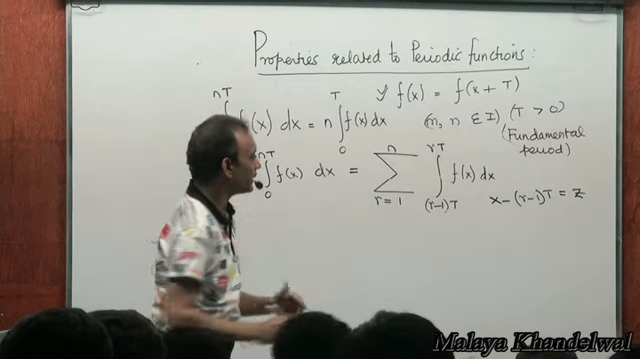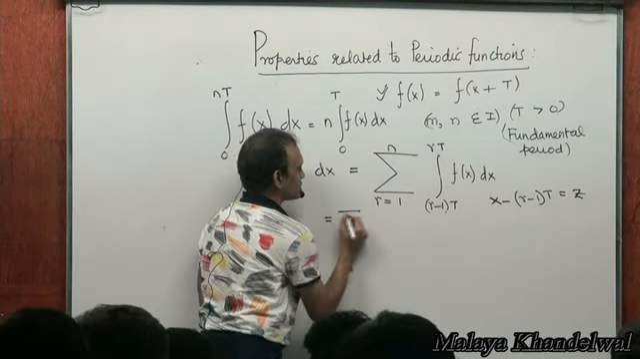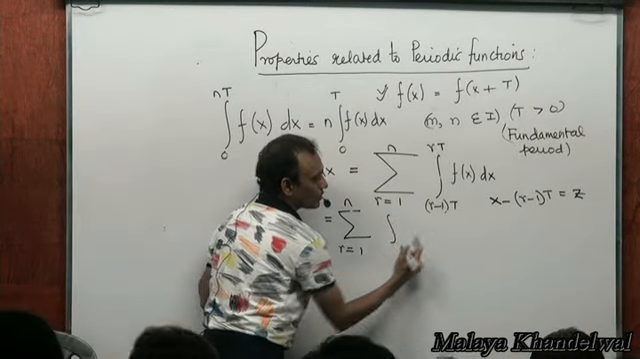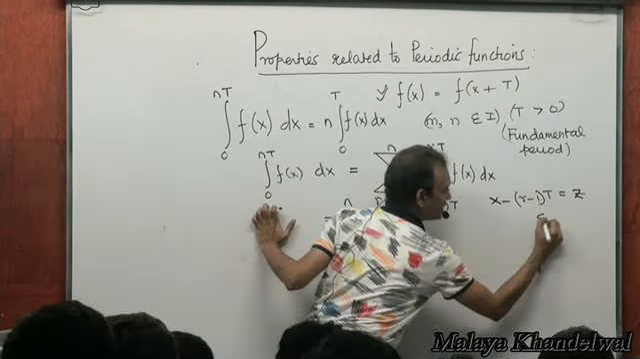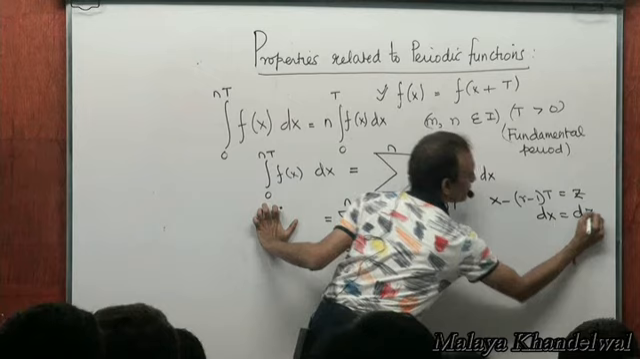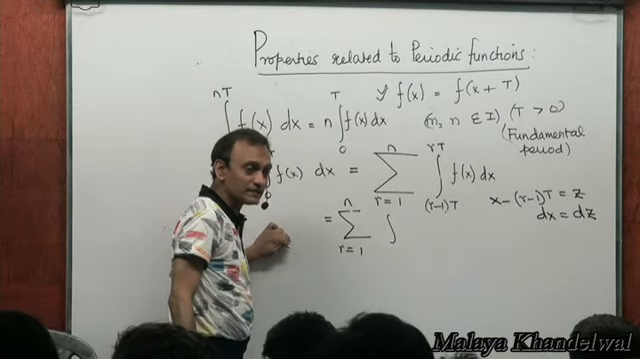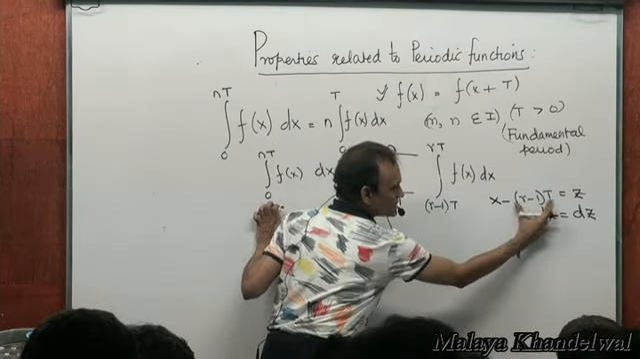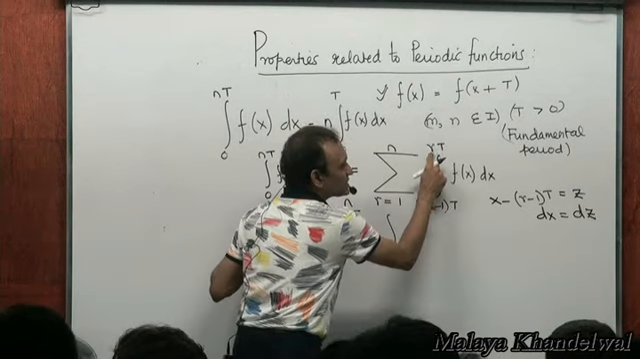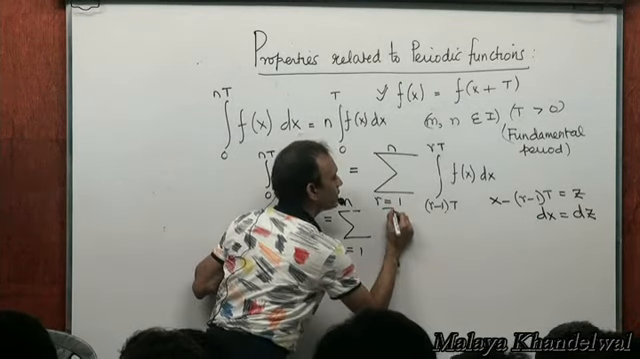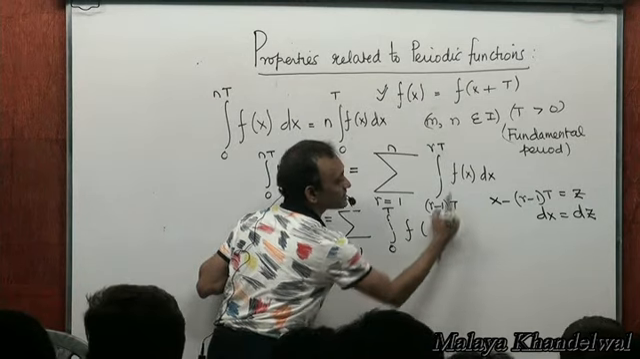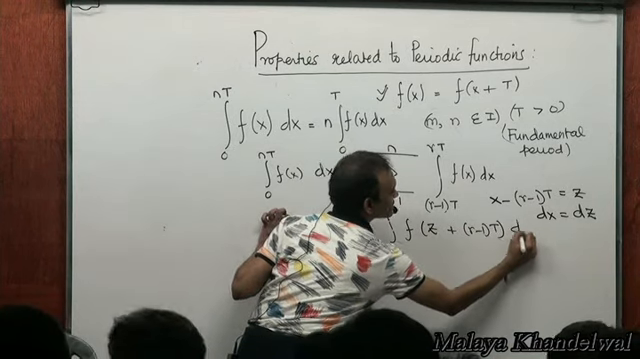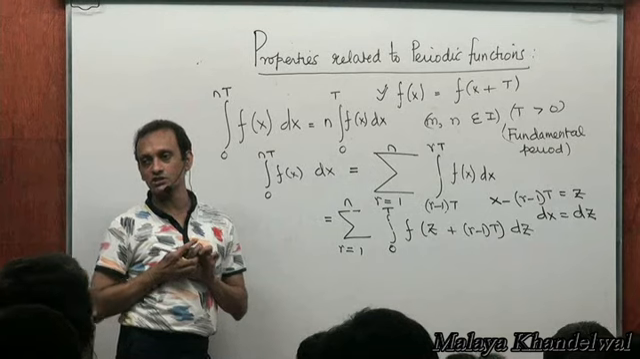How's that? Right? So then, this is like summation r equal to 1 to n of the integral. In the z domain, dx is the same as dz. Right? And the limits, when x is this, z is 0. When x is rt, z will be t. And f of x becomes f of z plus (r minus 1)t. And dx is the same as dz. Tell me if you doubt this.